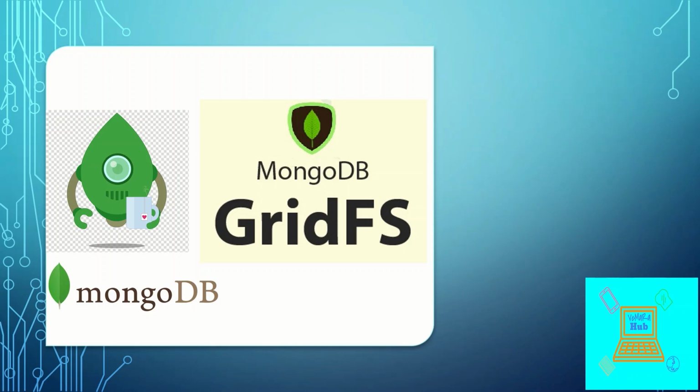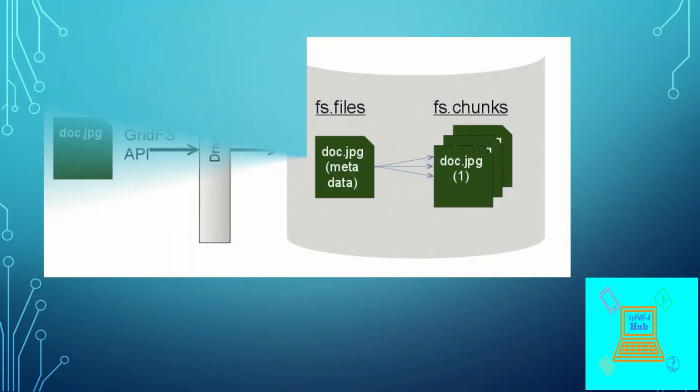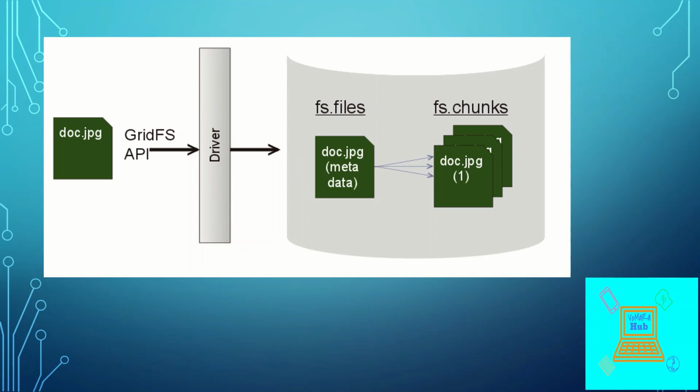What GridFS does is it splits the file which you store into the database into chunks, and each chunk will be of around 255 KB. So let's see how GridFS works in MongoDB. This is how GridFS works. For example, if I am uploading a JPG file doc.jpg through GridFS, fs.files will store the metadata of that file. fs.chunks will have multiple documents storing that JPG file in the form of separate chunks.